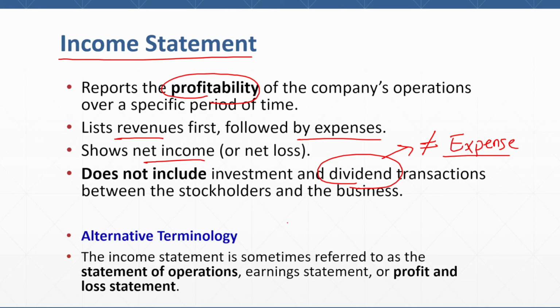Sometimes income statement is called statement of operations. In your homework assignments, most of the companies, as you have noticed, don't call it income statement. Most of them call it statement of operations. It's also sometimes called P&L, profit and loss statement.